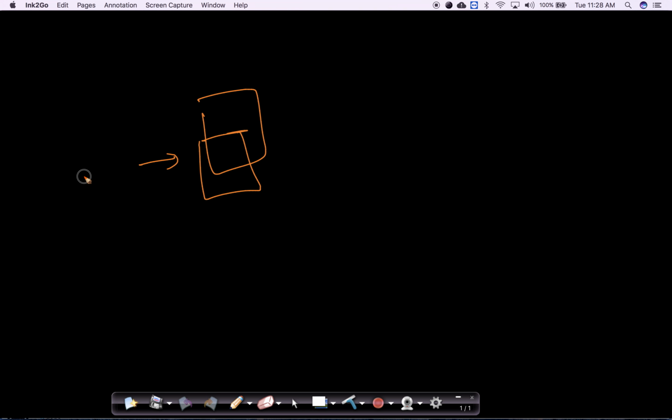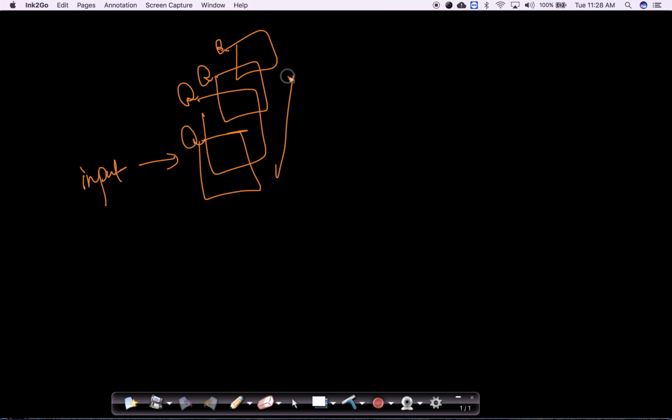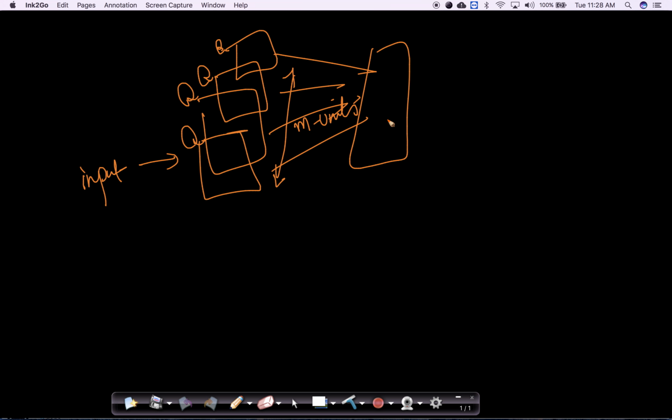Let's assume this is our input. From our input, we have a layer. Again, each of them is a recurrent activation unit. In this layer, let's assume there are M units. Of course, the output from the M units will go to the next layer, maybe a dense layer or something like that. But let's focus on this layer. This is an LSTM layer with M units: unit 1, unit 2, unit 3, unit 4, and so on, up to unit M.